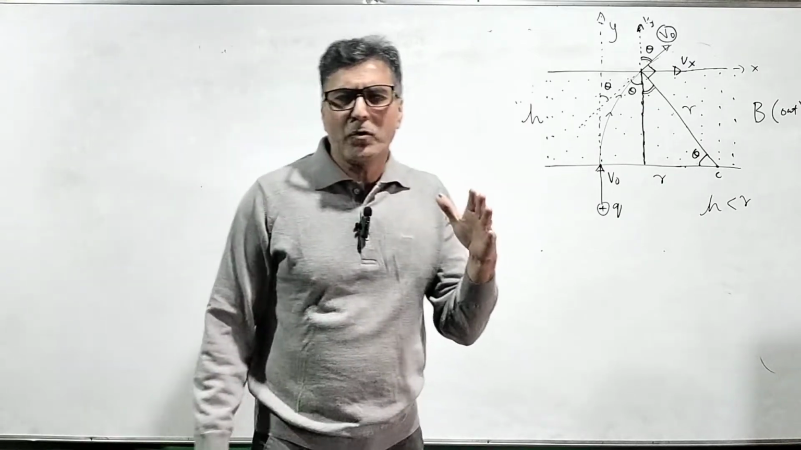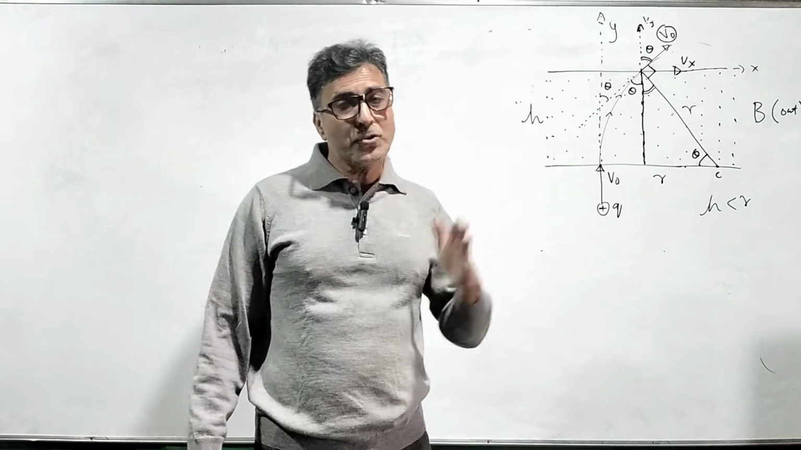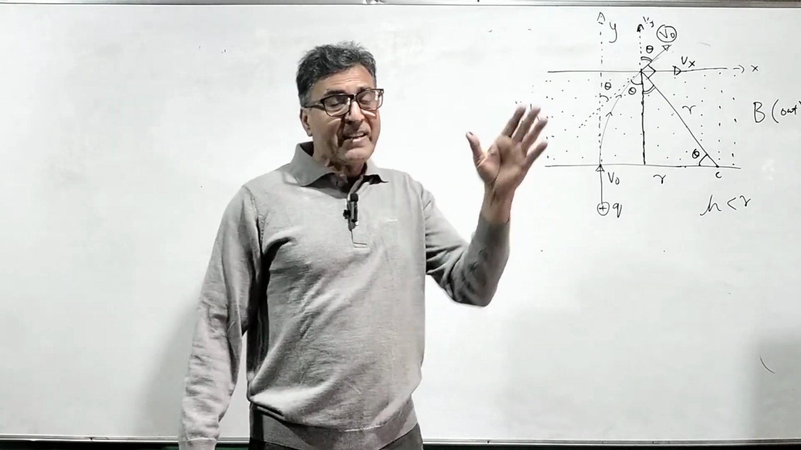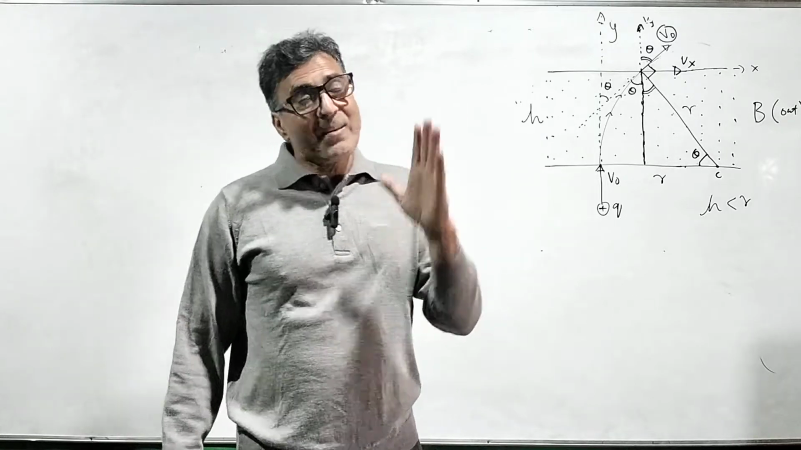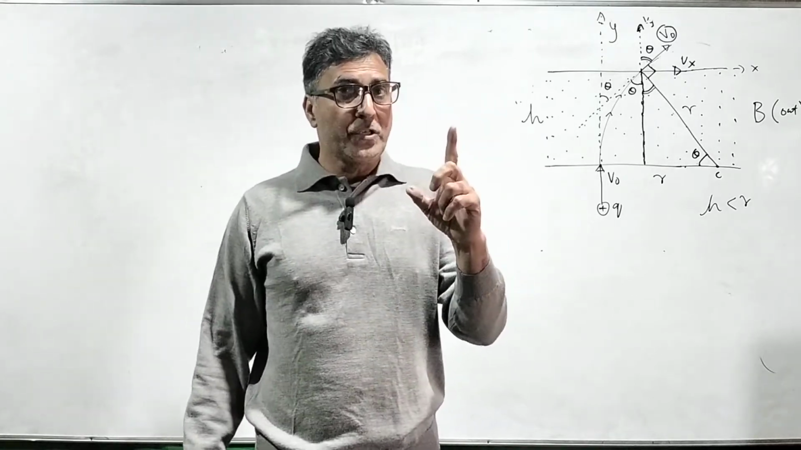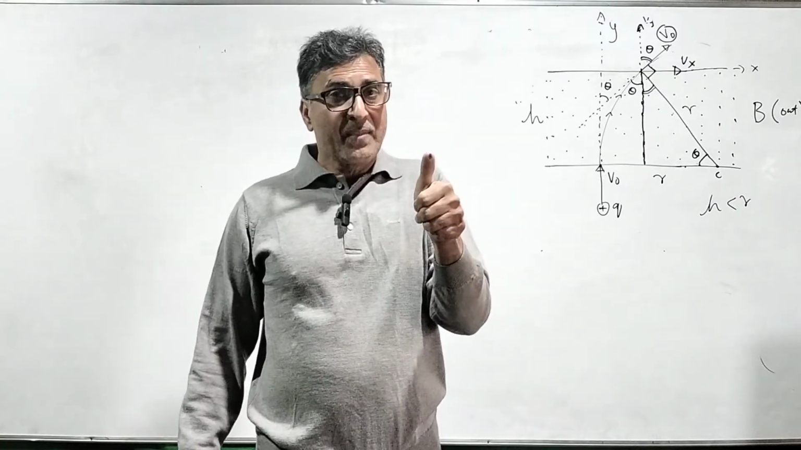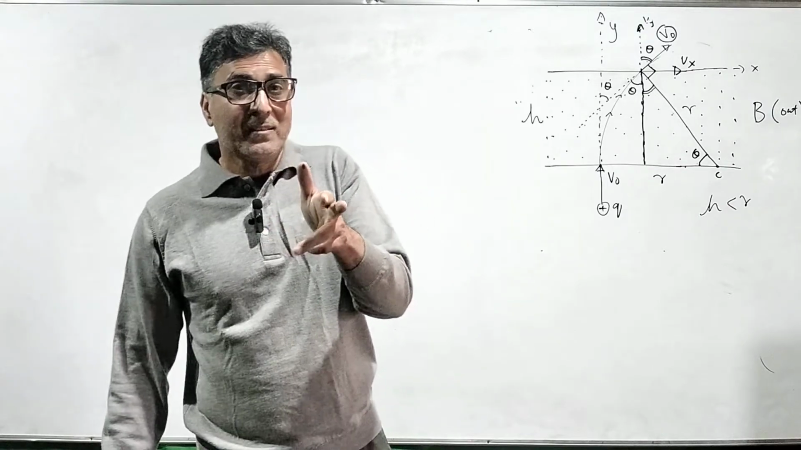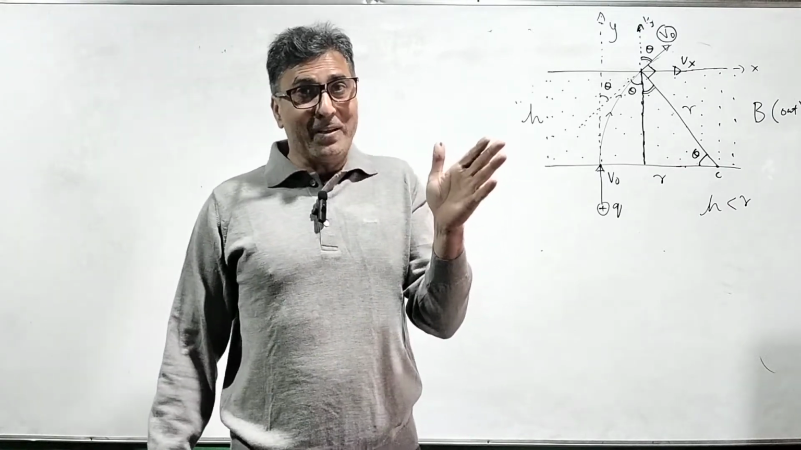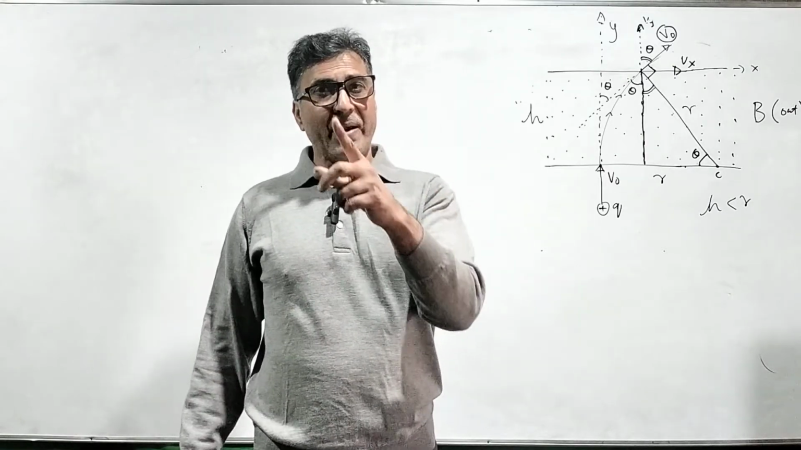Here I want to tell you one more important thing. When the charge having some velocity goes into the magnetic field, as you know, F is equal to QV cross B. The magnetic force is perpendicular to velocity, and it is also perpendicular to the magnetic field. That is the magnetic force, a very typical force, a unique property. Force is perpendicular to velocity and magnetic field.